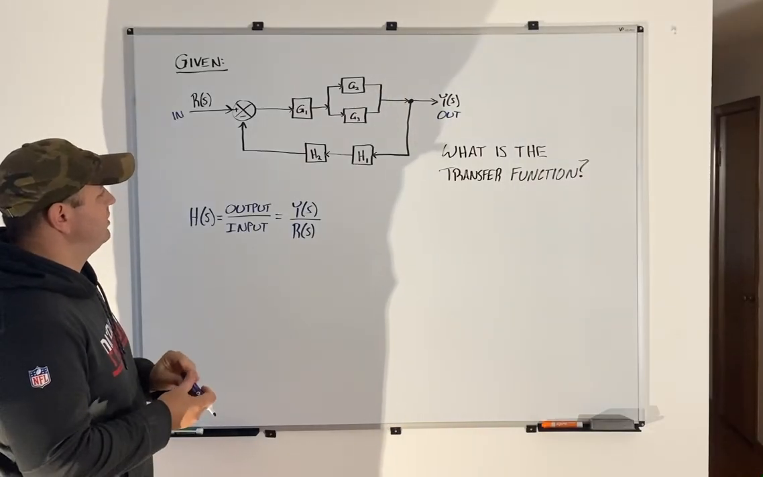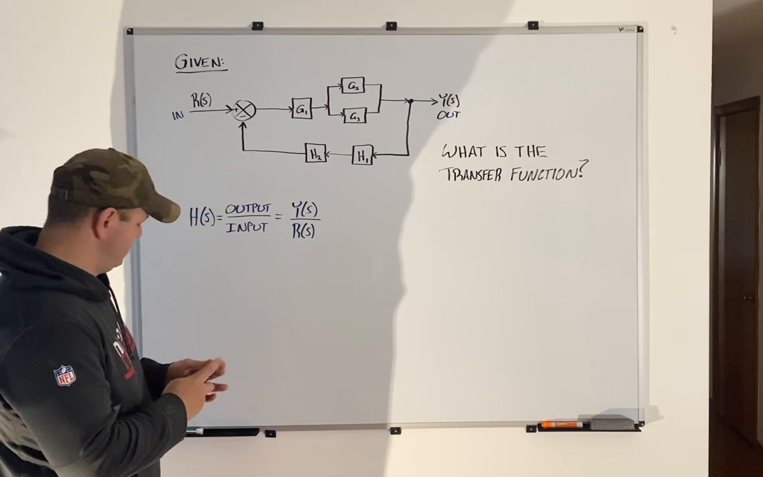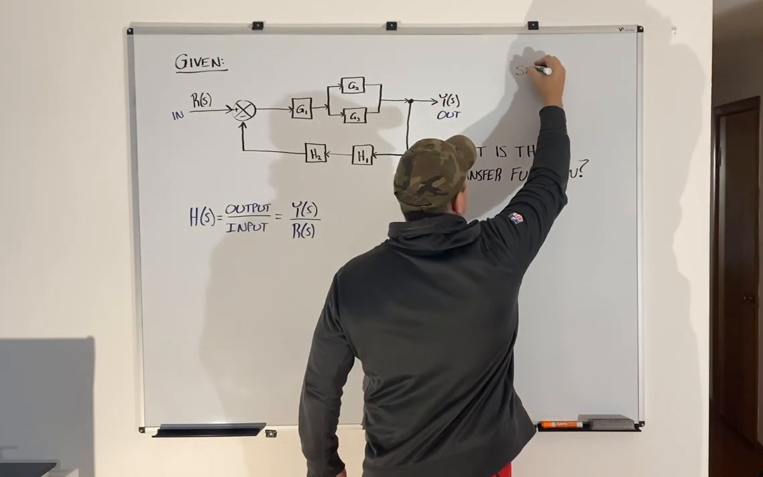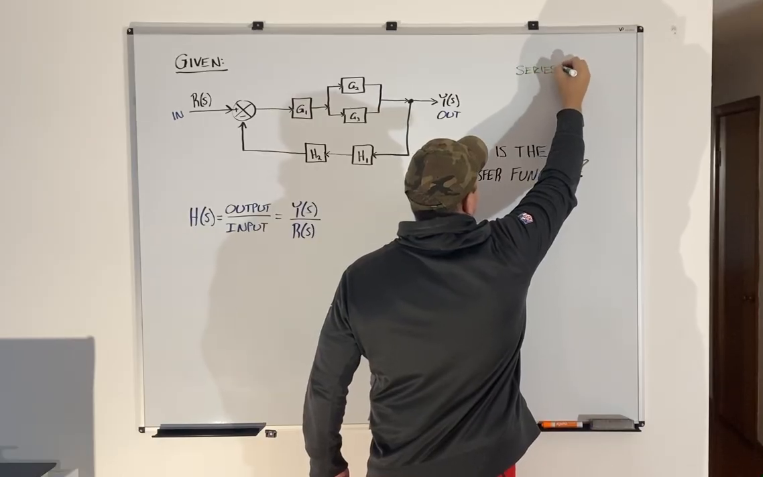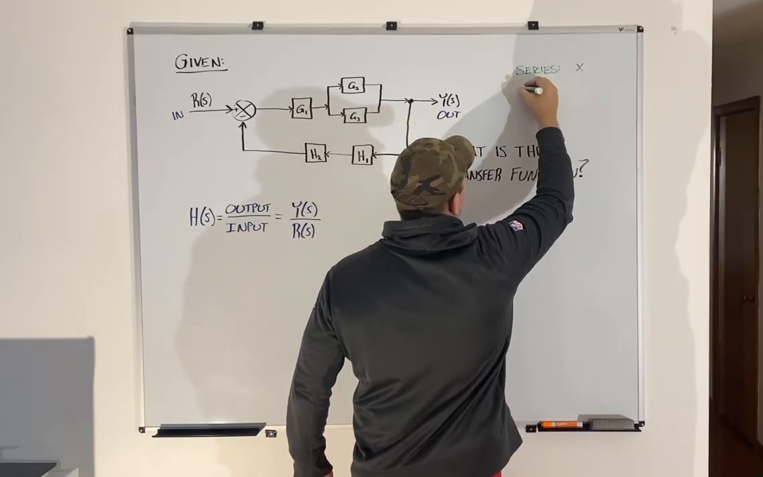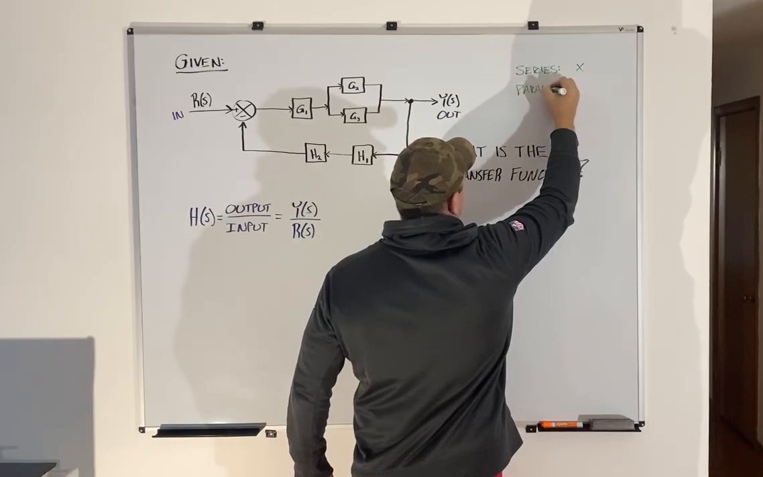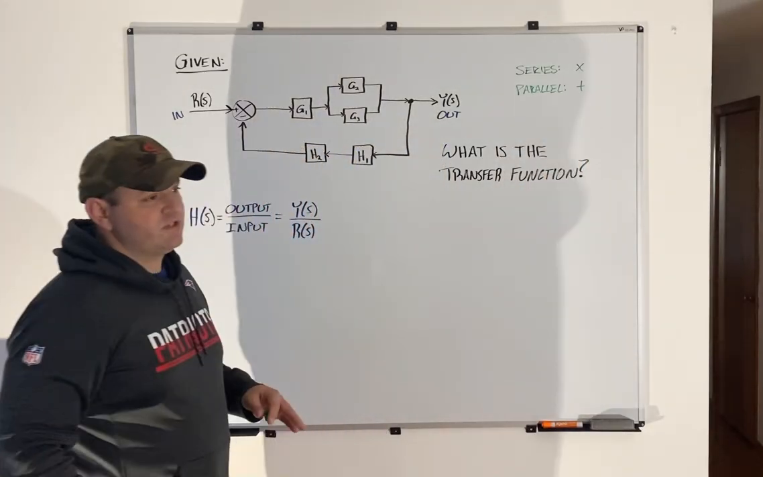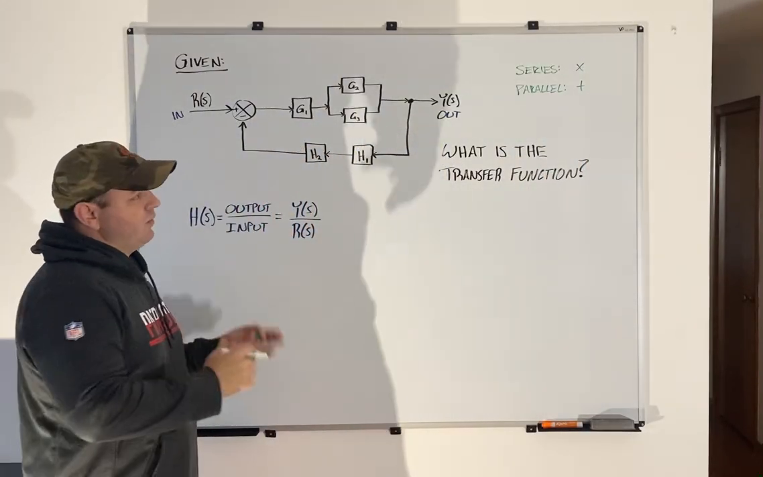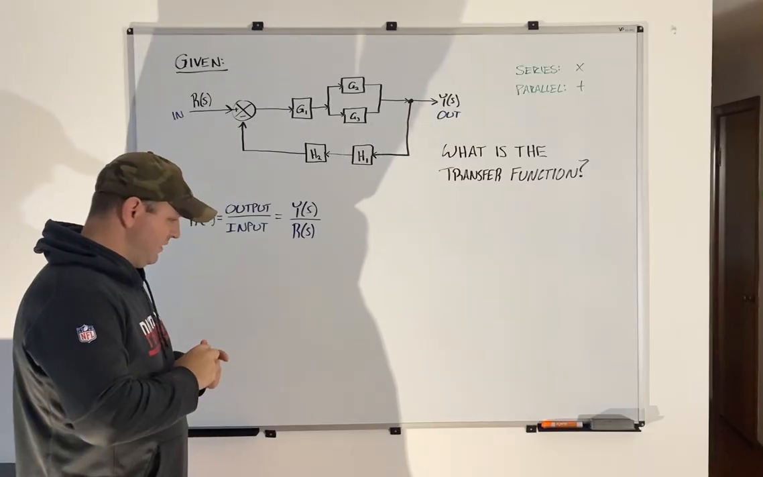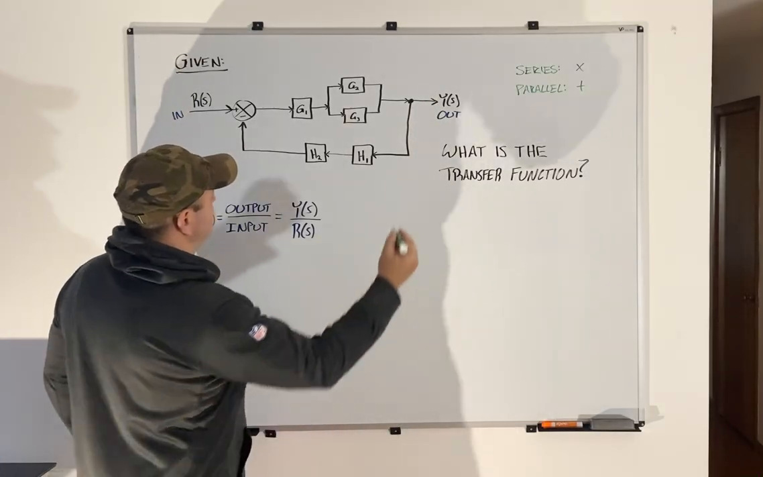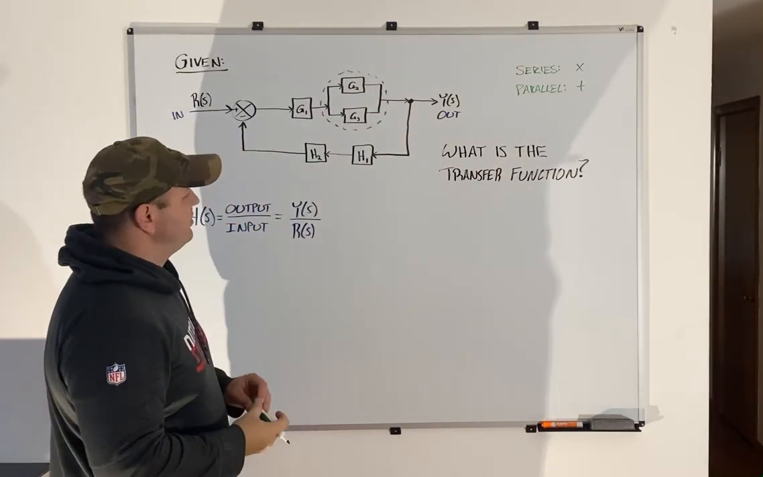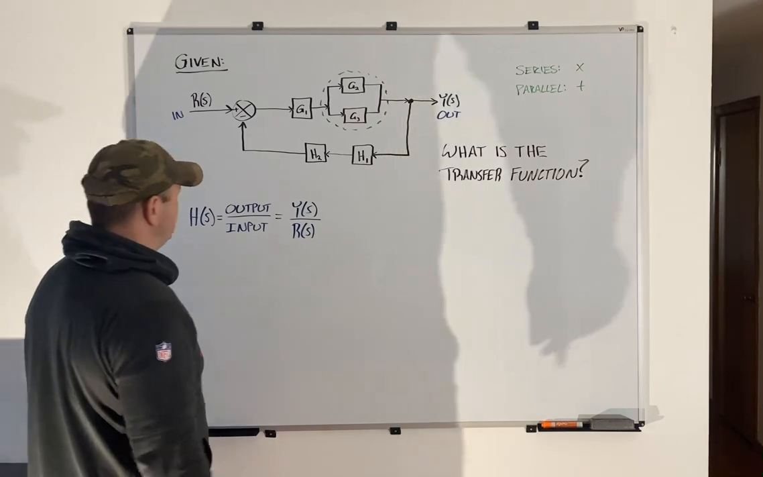So, a couple of rules. When blocks are in series, you multiply them. When blocks are in parallel, you add them. So, here's one. G2 is in parallel with G3. Let's make a note of that.